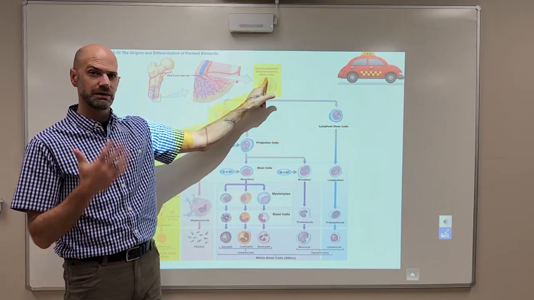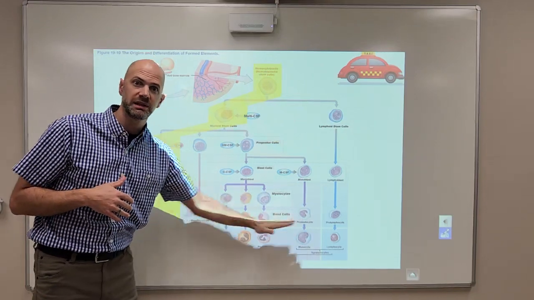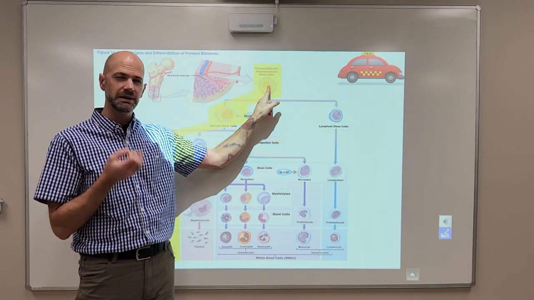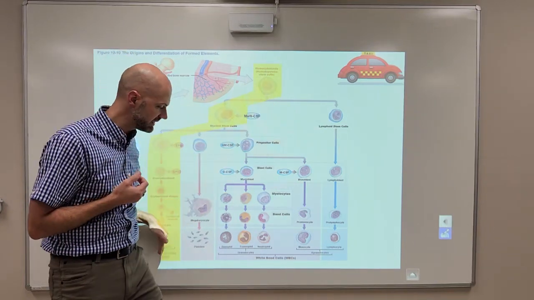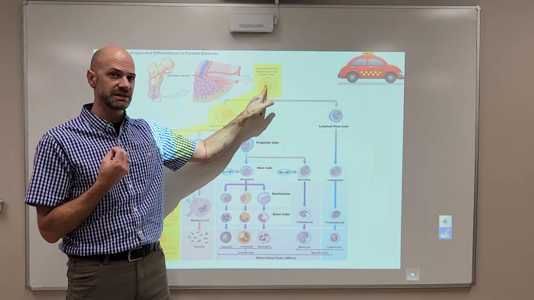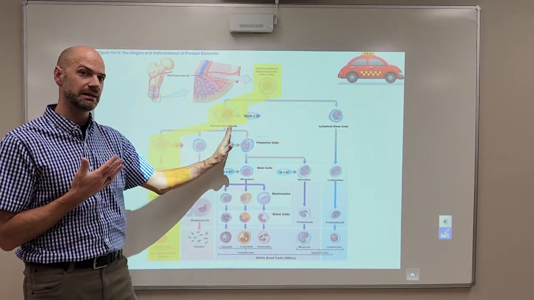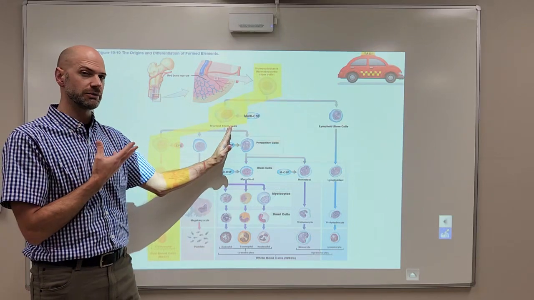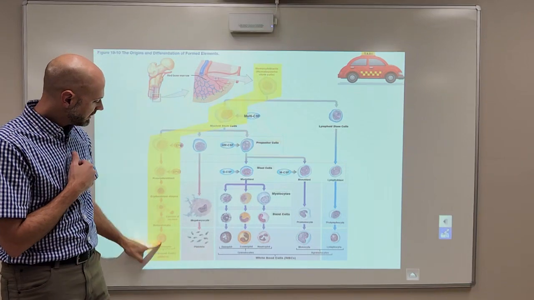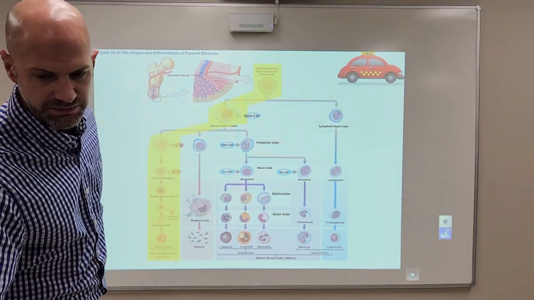Hematopoiesis is the differentiation of all blood cells, white blood cells and red blood cells and platelets. They all derive from a common stem cell. All of these blood cell types derive from a common stem cell, and that stem cell can then differentiate based on what it's exposed to along the way. So here we have the pathway for making red blood cells.